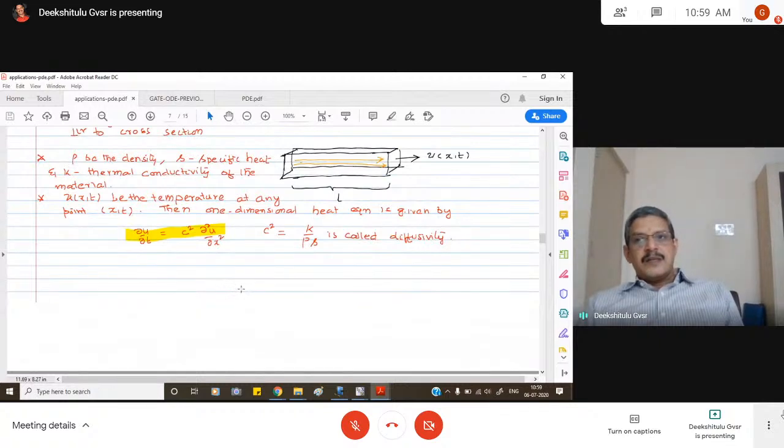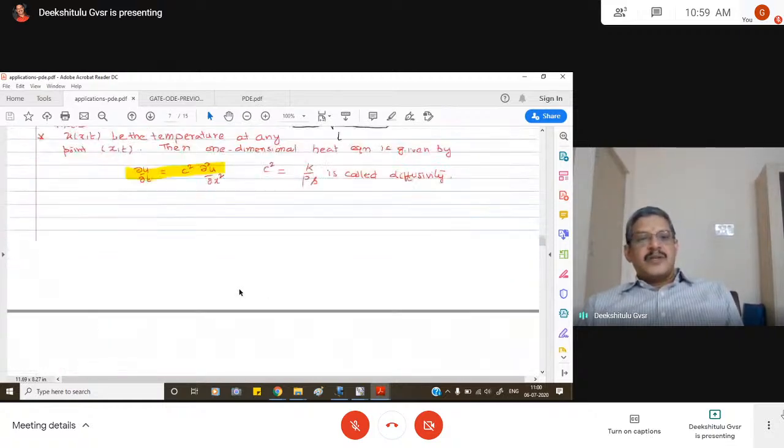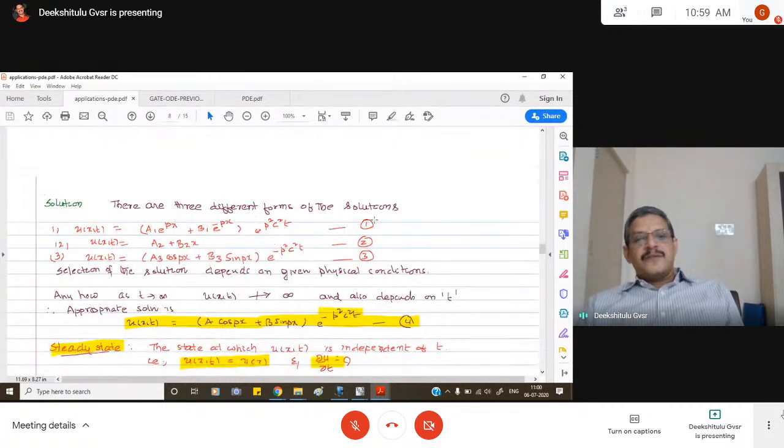If we have a two-dimensional heat equation, you will get c² times (∂²U/∂x² + ∂²U/∂y²). So then how do we solve it? There are three different forms of the solution here. In the variable separable technique, there is one expression that is equal to k². Depending on k², U of x,t may be (a1 e^(px) + b1 e^(-px)) e^(p²c²t), or U of x,t = a2 + b2 x, or some periodic function like (a3 cos px + b3 sin px) e^(-p²c²t).